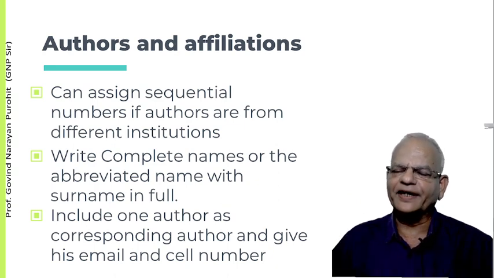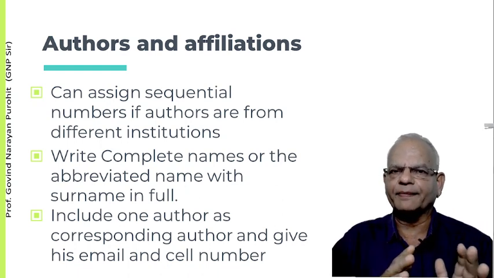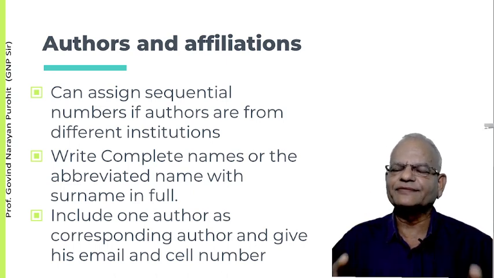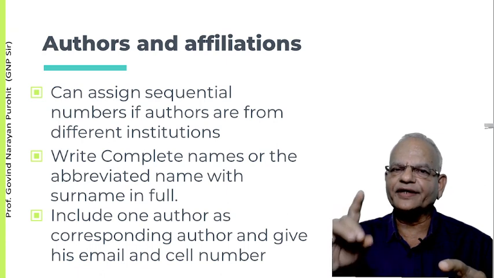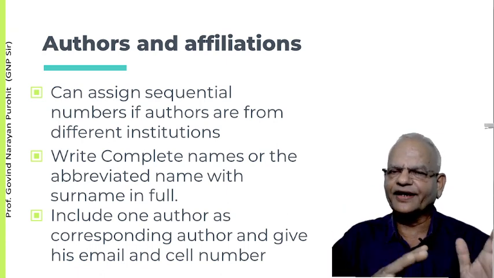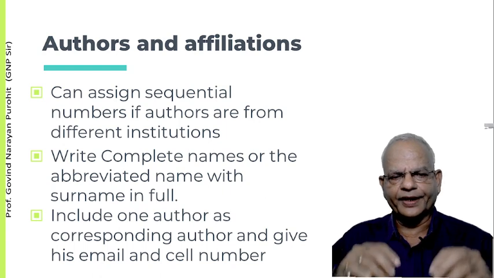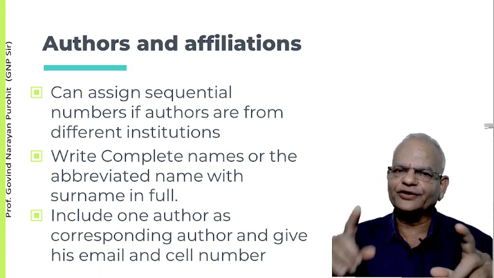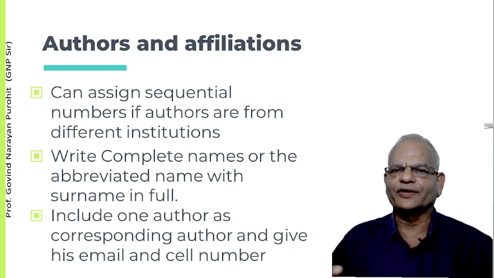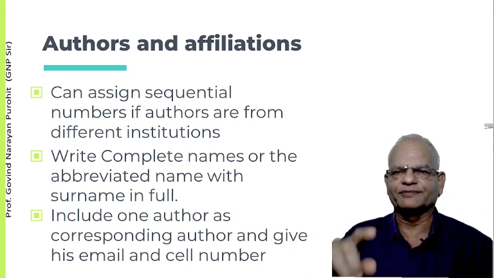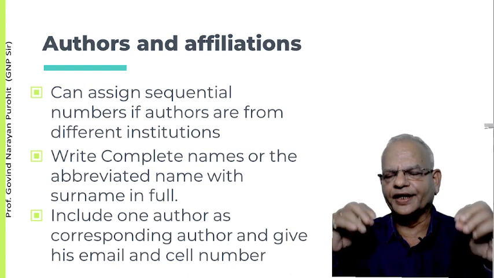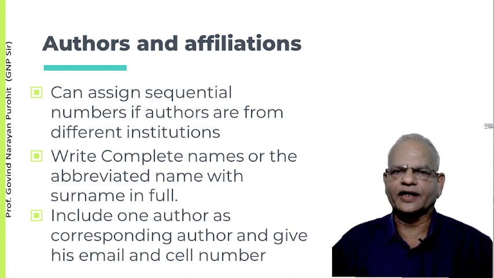Then write the complete names of the authors. You see, in reference citation, we first use the surname, but in the title and the authors list, you write the complete name starting from the first name, Govind Narayan Purohit. Or if you want to abbreviate it, then don't abbreviate the surname. So you can write G.N. Purohit. Then it is essential that you include one author as the corresponding author. Give his email. He will be the author responsible for all correspondence. Give his email and cell number if it is required.